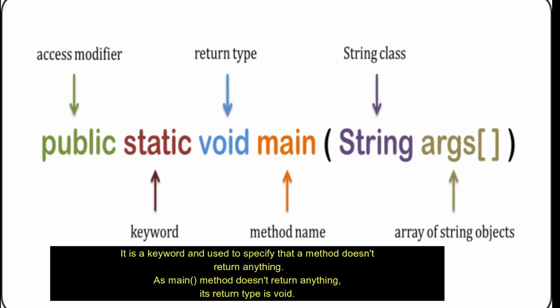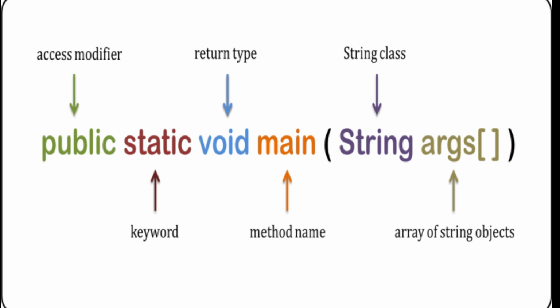Now if we talk about void, it is a keyword and it is used to specify that a method doesn't return anything. As the main method doesn't return anything, its return type is void. So we can see public static void main, where public is the access modifier, static is a keyword, void is the return type, main is the method name, String is the string class and args is the array of string objects.